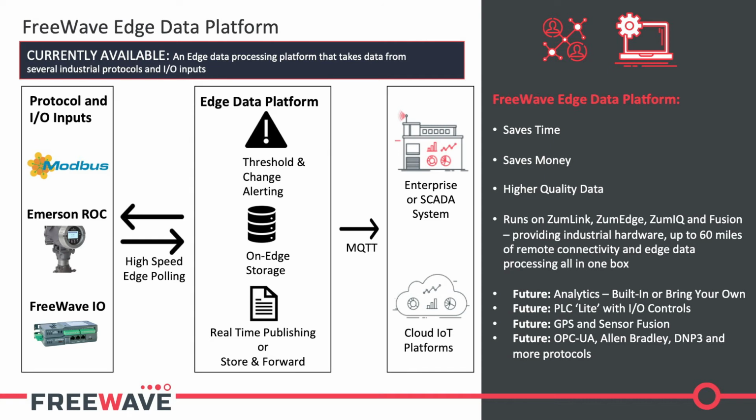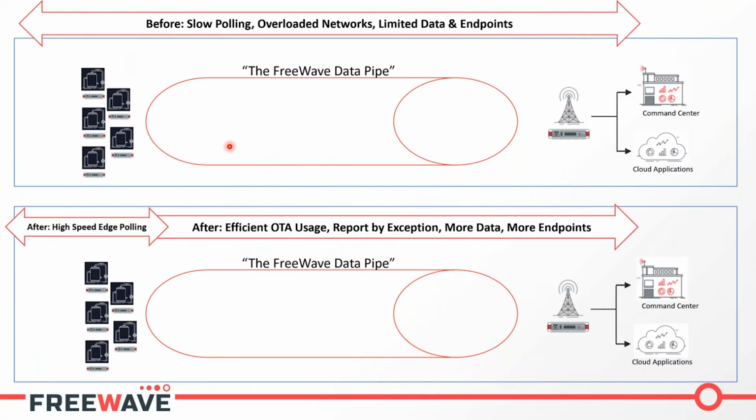And with that, we're going to talk about two of the main problems that we solve with FreeWave Edge. We have a before and after diagram for both of these. So our first challenge is around network capacity and bandwidth.